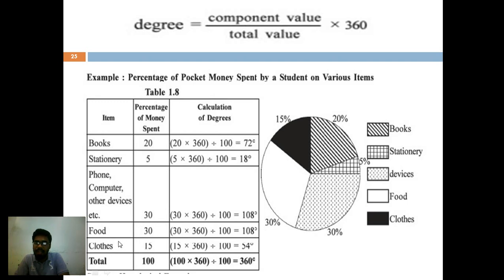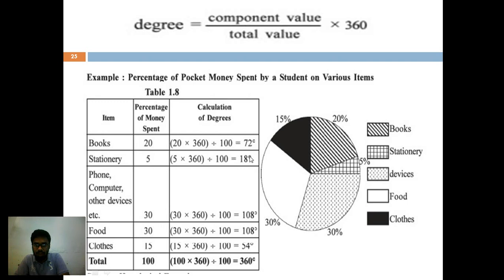And finally the clothes, 15 we are spending for that, and 15 multiplied by 360 divided by 100, we are going to get 54 degrees. So this is the representation of the particular diagram. The 100 is divided into calculation of different degrees: 20 becomes 72, 5 becomes 18, 30 becomes 108, food of 30 becomes 108, and clothes of 15 will become 54.